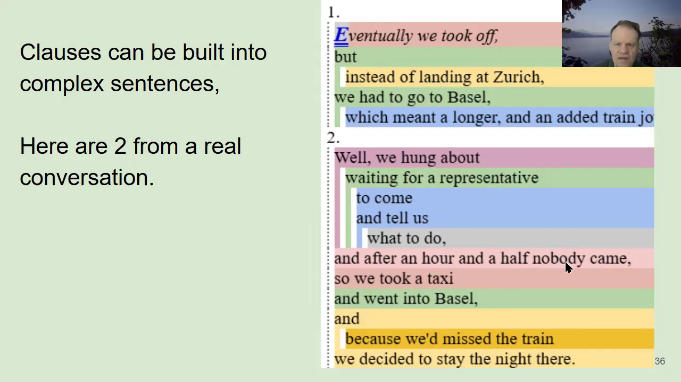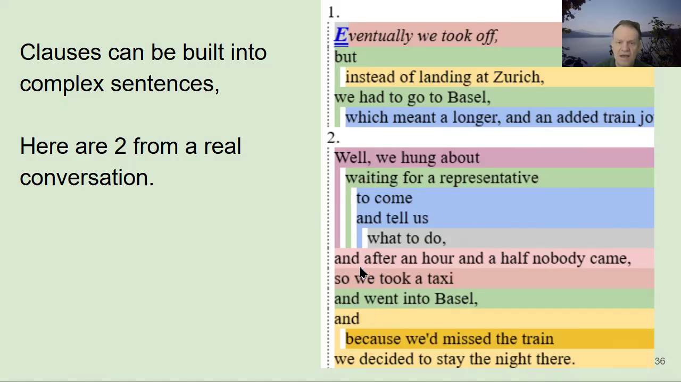And we've got a more complicated one. Well, we hung about. That's the main clause. We hung about, and after an hour and a half, nobody came. So we took a taxi and went to Basel. We decided to stay there the night. So we've got one, two, three, four, five coordinate clauses.